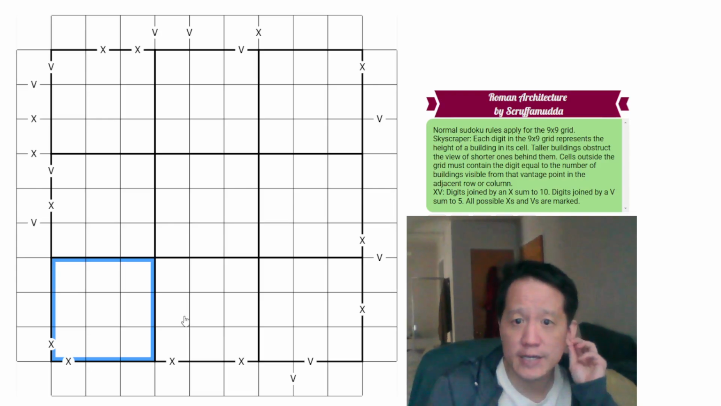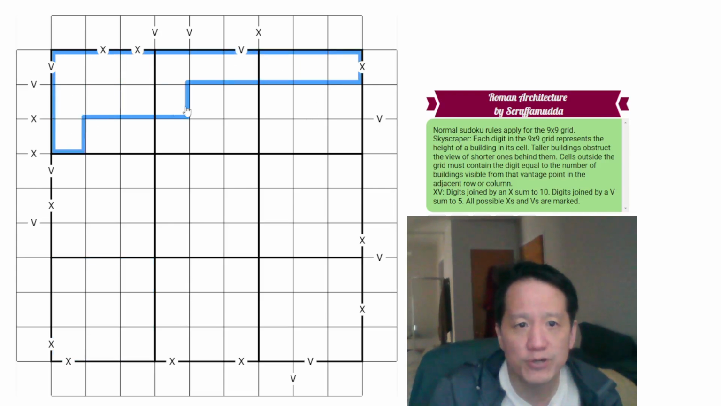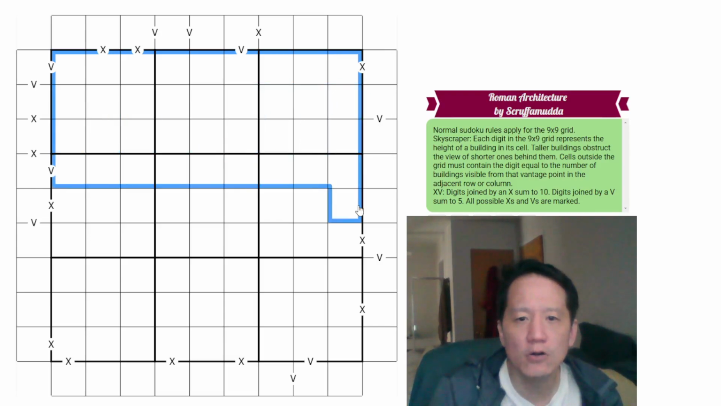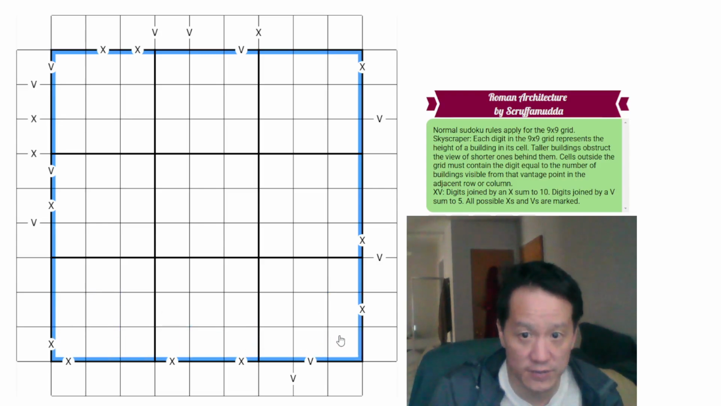Skyscraper. Each digit in the 9 by 9 grid represents the height of a building in its cell. Taller buildings obstruct the view of shorter ones behind them. Cells outside the grid must contain the digit equal to the number of buildings visible from that vantage point in the adjacent row or column.